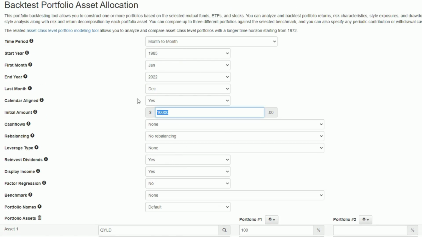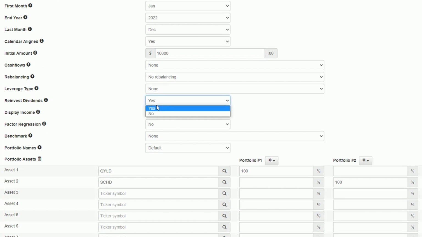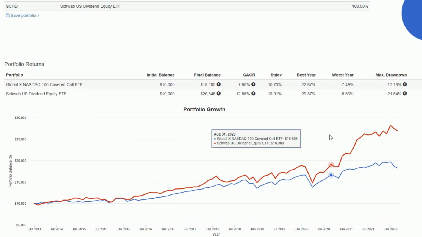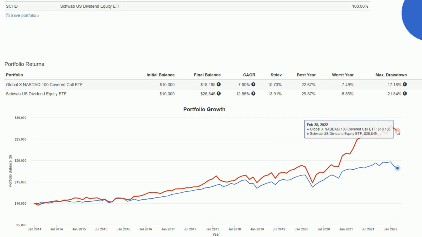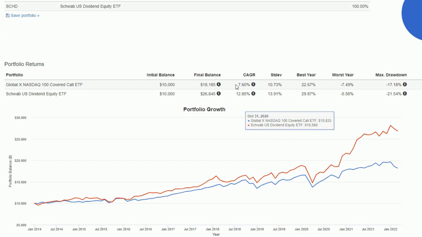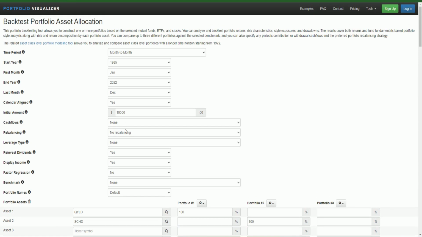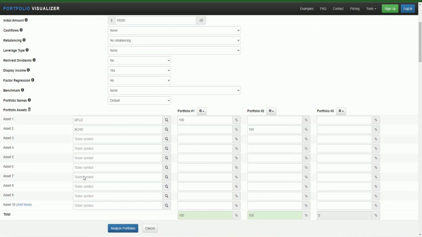So we're with a $10,000 initial investment, and if we reinvested dividends, we'll take a look at what it looked like without reinvesting dividends. QYLD versus SCHD. And SCHD in the red would outperform QYLD with dividends reinvested. With dividends reinvested, you have a 7.6% CAGR over this time period, and with SCHD, you would have a 12.85% CAGR with dividends reinvested.